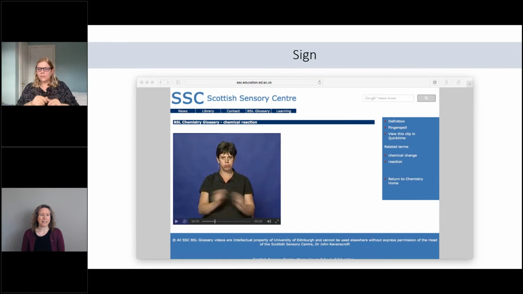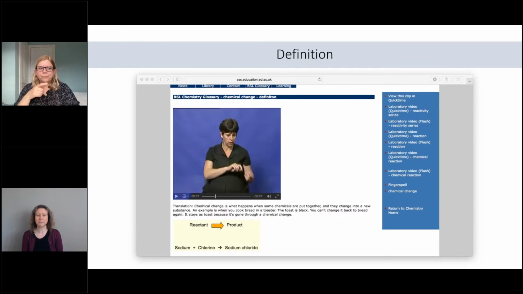This is me signing chemical reactions. This is how we sign it. Because this shows a change from start to finish, that you make something into something new. And it shows that how fast or how slowly you sign it indicates the rate of that reaction. But just signing the word is not enough. You need to be able to add a definition. So if you click on the next slide, please.